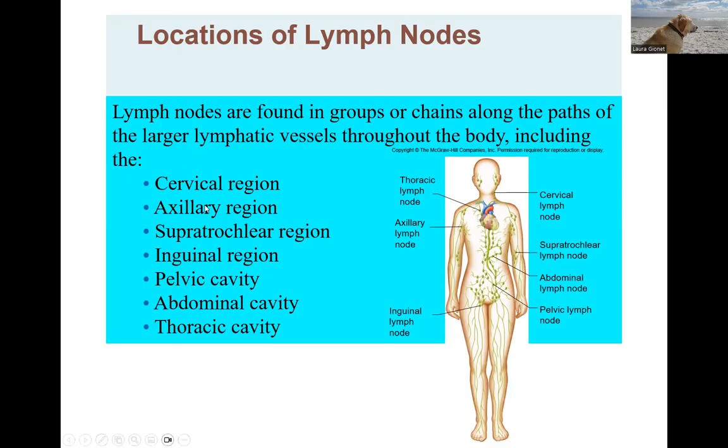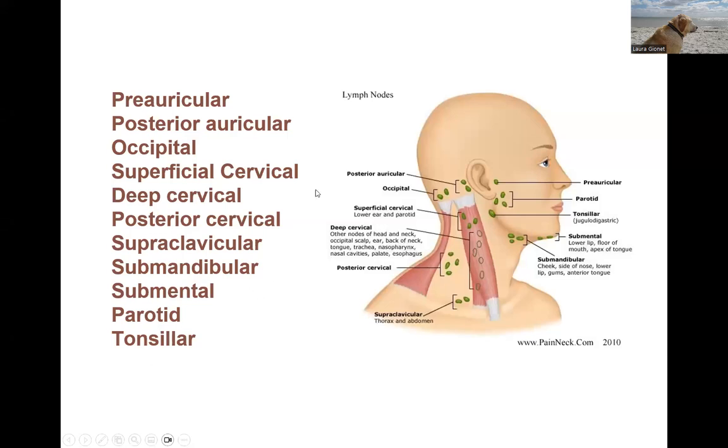So we have a cervical region, the axillary region, which is the armpit, supratrochlear, which is the anterior elbow, the inguinal region, the bend of the hip, the pelvic cavity, abdominal cavity, and the thoracic cavity. When it comes to around the head and neck, these are palpable, especially if they become swollen or affected and active because they are capturing different viruses or bacteria, and/or they might be the target of metastasis, unfortunately, in the case of cancer. We have what's called the preauriculars in front of the ear, postauriculars.